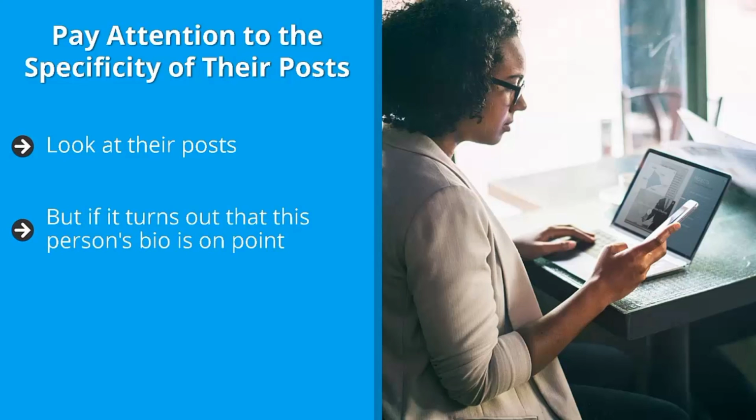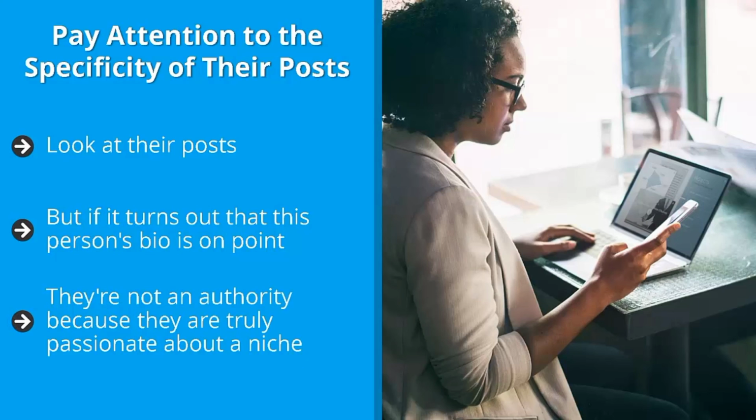But if it turns out that this person's bio is on point, they have more followers than the accounts they are following, and a high engagement level, but this person focuses on generalized content, this person may be a dud. In other words, this person is some sort of Twitter celebrity. This person is only an authority because of their personality and not much else. They're not an authority because they focus on a niche. They're not an authority because they are truly passionate about a niche. People only follow them because they think their personality is interesting.